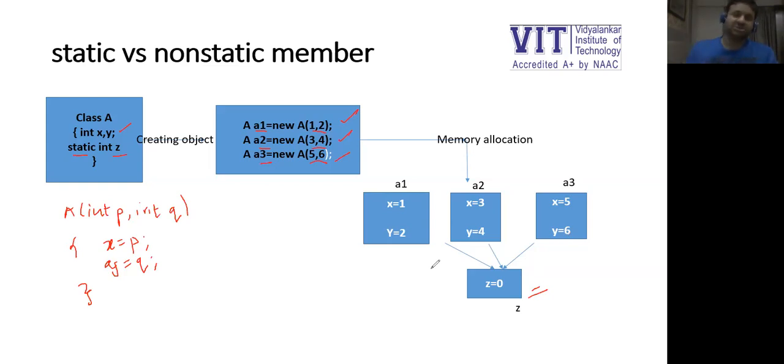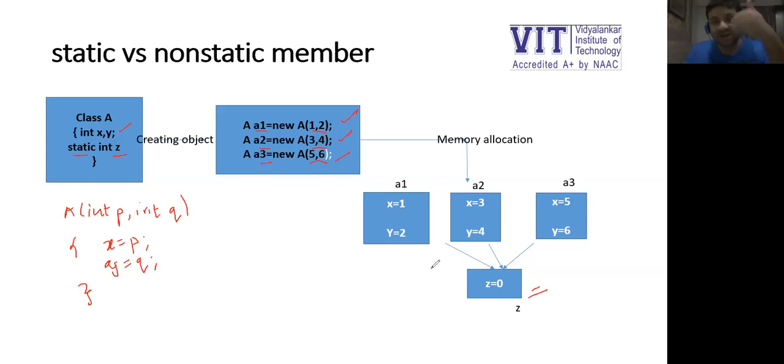Now, the important point is this. If I ask you to display the value of X, the next question you will put to me is, whose X? X of which object? Because A1 will have X, A2 will have X, and A3 will have X. So the moment I ask about the value of a non-static data member, you will ask me A1's, A2's, or A3's. It means that the value of a non-static data member depends on the object. So whenever I need to access the value of a non-static data member, I have to use an object to access it.